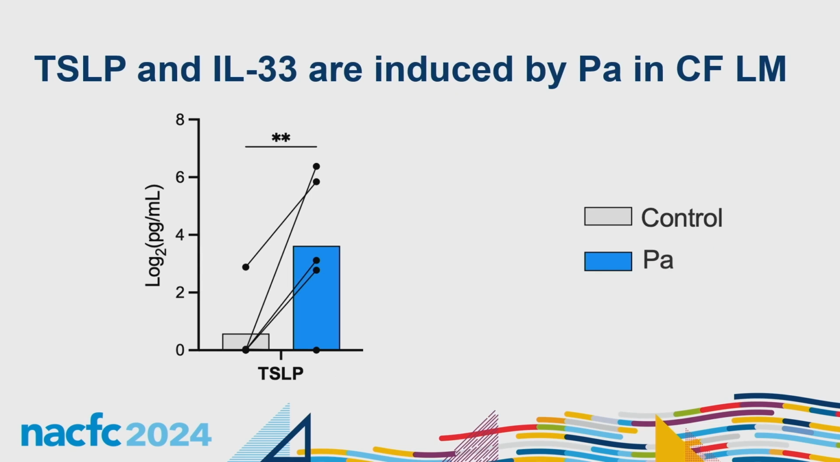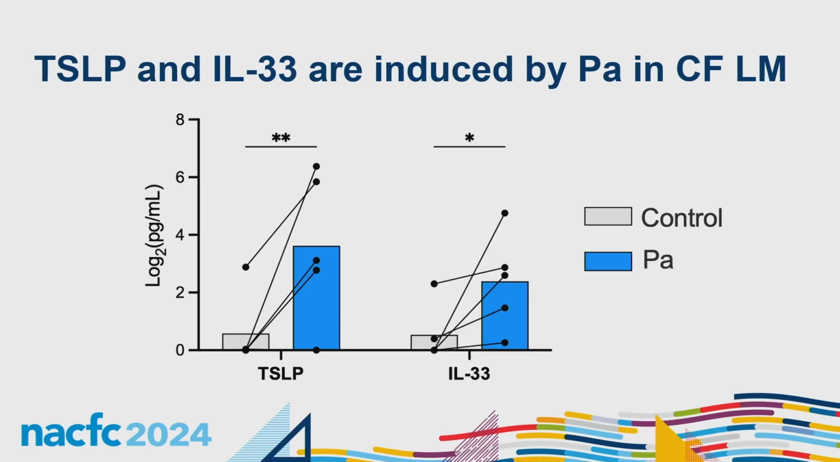This is in contrast to some degree to what we saw with the other cytokines, TSLP and IL-33. To just break this down based on the infection alone, we did see that TSLP was induced in all of our subjects by infection with Pseudomonas, as was IL-33, and both of these were statistically significant.